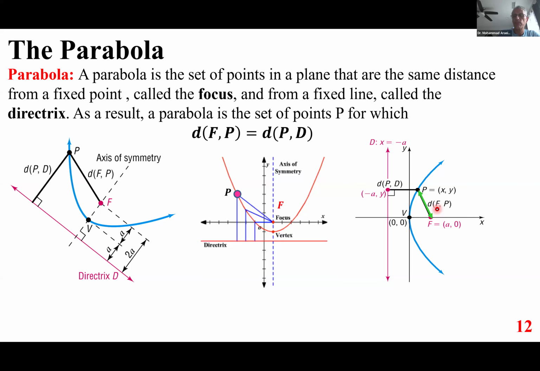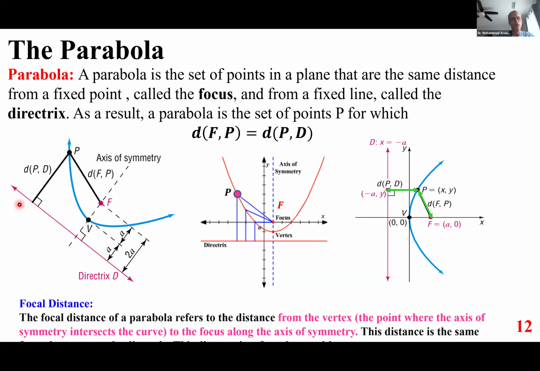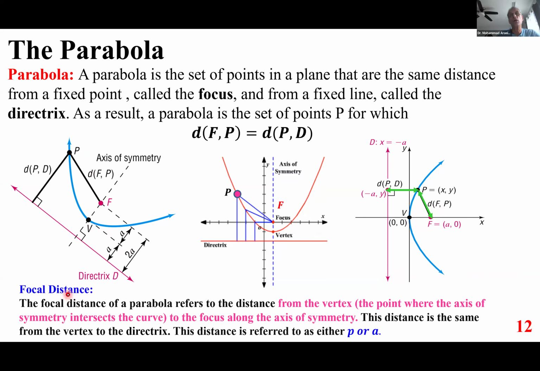This distance is the same as this distance, okay? That's the bottom line. So pick a point, connect it to the focus, drop a perpendicular to the directrix. Either way, this format, that format, or this one. Here's P, connected to the focus, drop a perpendicular to the directrix. So that's the definition.